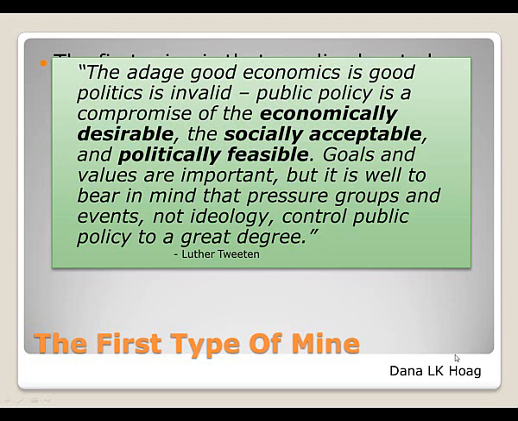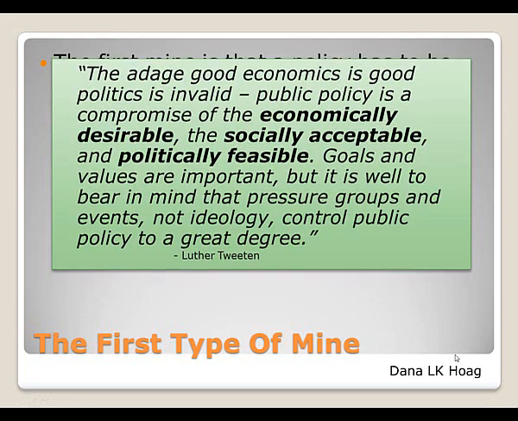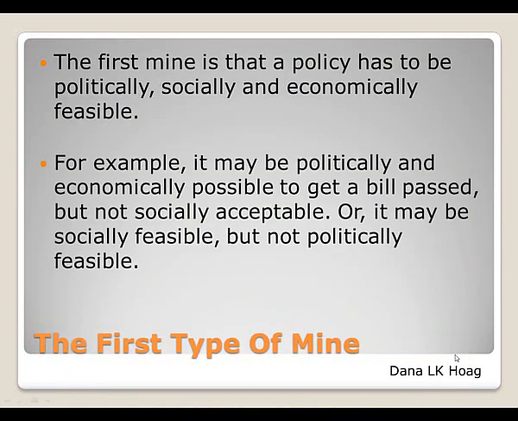Now that's important. So what he's saying is maybe as a society we value one thing or another, but some event like one of these school shootings can really have an impact on what we do. So, for example, it may be politically and economically possible to get a bill passed, but not socially acceptable. Or it might be the opposite. It might be socially feasible, but not politically feasible.